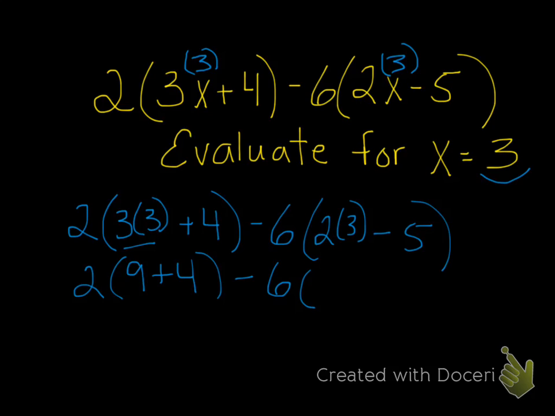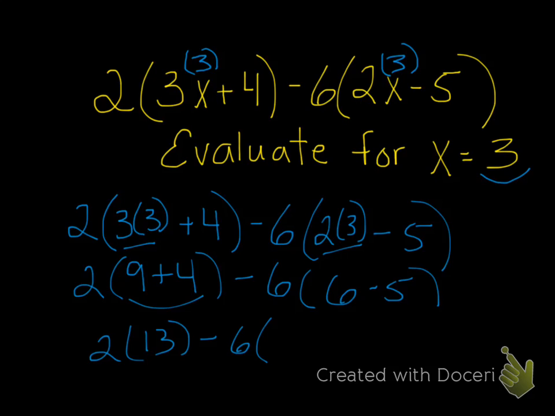Then you do the 2 times the 3 is 6, minus the 5, and you keep bringing it down. The 9 plus 4 is 13. I've got to do 2 times 13, and then 6 minus 5 is 1. I'm going to come over to the side because I'm running out of space. 2 times 13, what's double 13? 26. Minus, what's 6 times 1? 6. What's 20 minus 6? I got the answer 20.